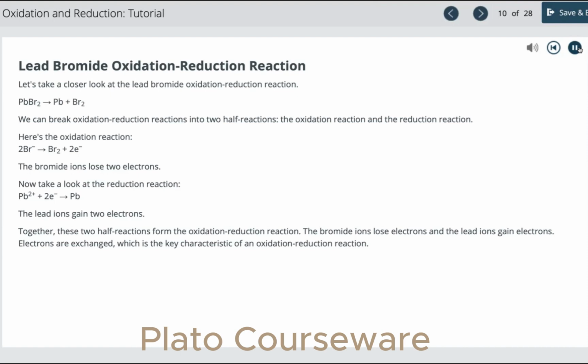Now, take a look at the reduction reaction. Pb2 plus plus 2e minus yields Pb. The lead ions gain 2 electrons. Together, these two half reactions form the oxidation-reduction reaction. The bromide ions lose electrons and the lead ions gain electrons. Electrons are exchanged, which is the key characteristic of an oxidation-reduction reaction.